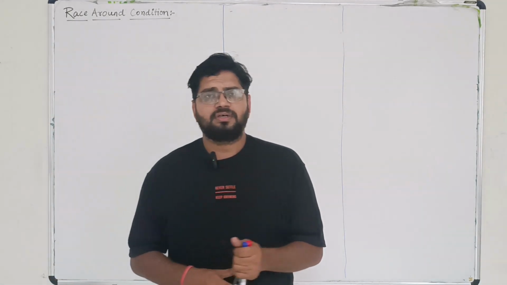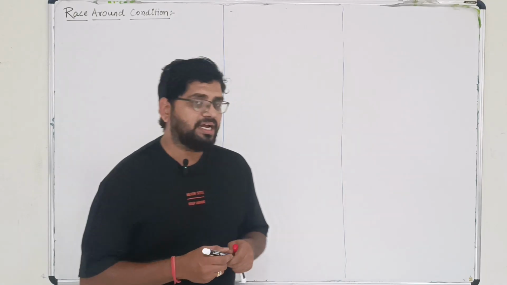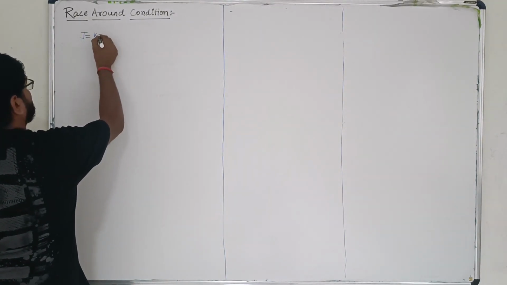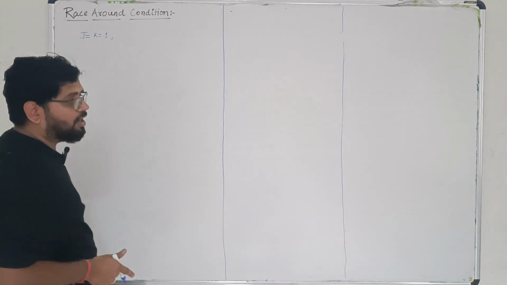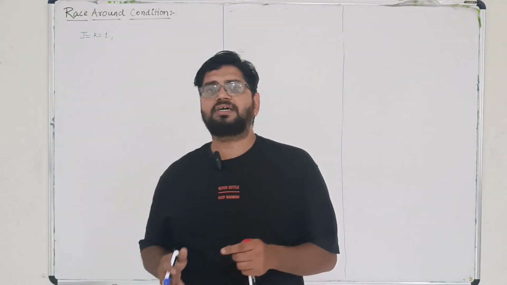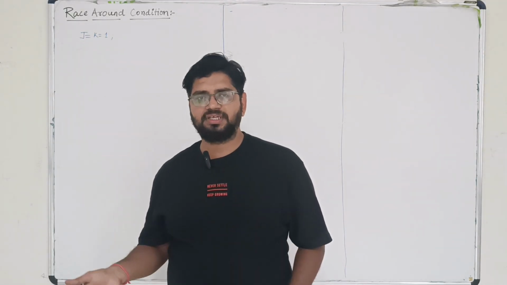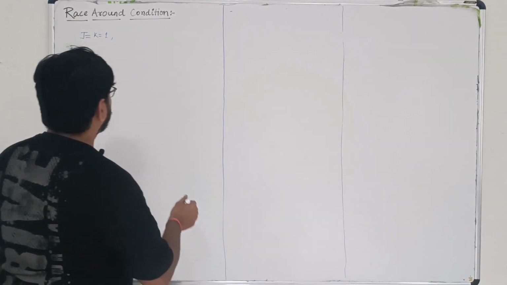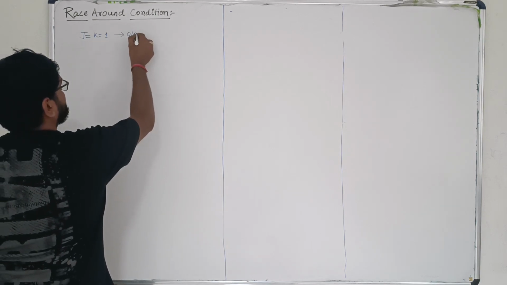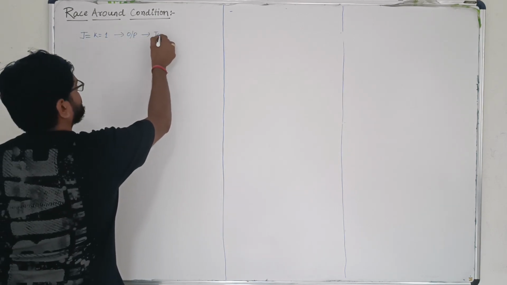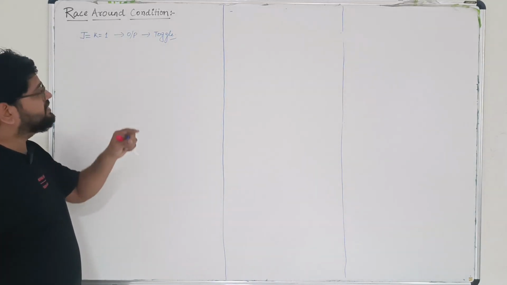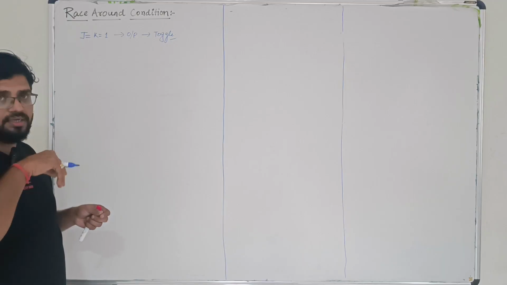In the last videos, during the explanation of JK flip-flop, I said that if J is equal to K is equal to 1, the output of JK flip-flop was expected to be toggle. What is toggle exactly? It is the complement of the last state. So that means if J equals K equals 1, the output is expected to be toggle. But what happens, and why does race around condition occur? We'll try to learn that.